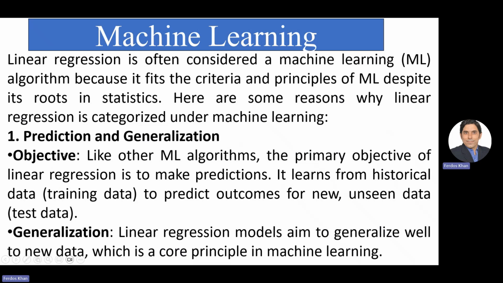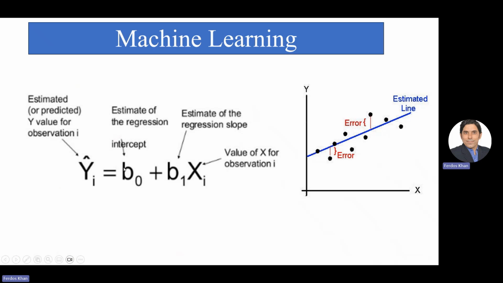Prediction and generalization objective. Like other ML algorithms, the primary objective of linear regression is to make predictions. It learns from historical data, training data, to predict outcomes for new unseen data, test data. We will do this in Python as well. So if you go back and look at this, this is the estimated model. You have data for a training period, 30 years, 50 years, whatever, and you estimate beta naught and beta 1. So this is something learning from the data.